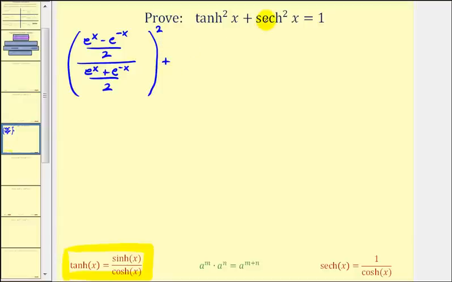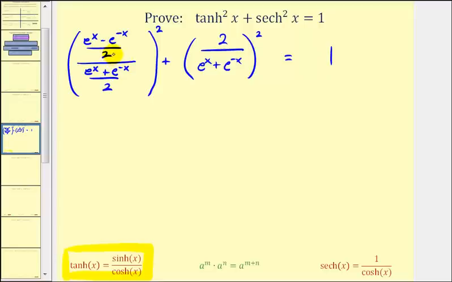plus hyperbolic secant squared x, where the hyperbolic secant function is equal to the reciprocal of the hyperbolic cosine function. So we can write this as 2 divided by e to the x plus e to the negative x, squared. Again, this is the hyperbolic secant function, which is the reciprocal of the hyperbolic cosine function. We want to show that this is equal to positive 1. Let's start by simplifying inside the parentheses here.